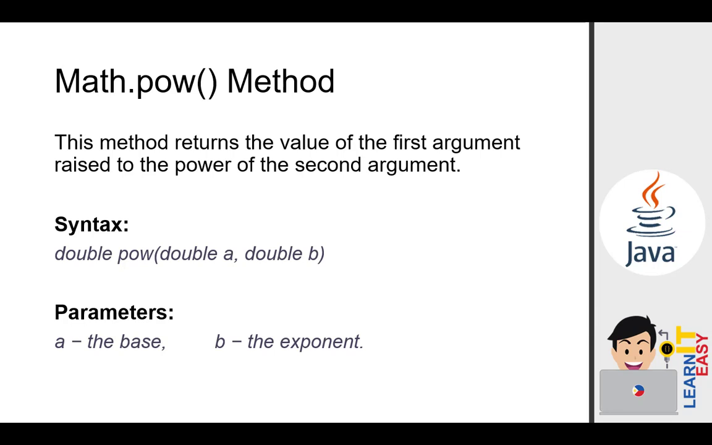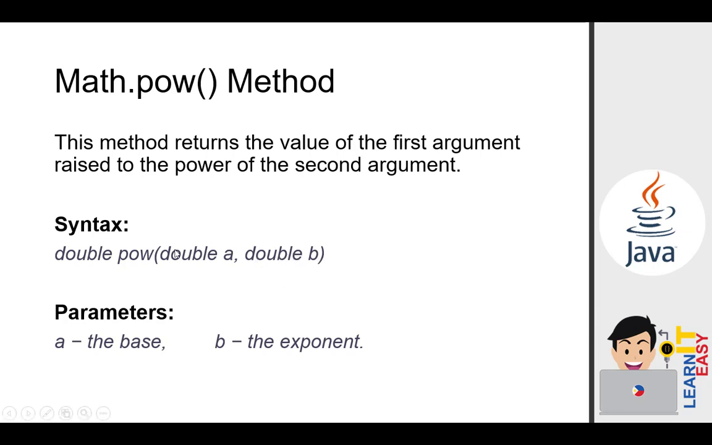Kung ilang beses mo siyang i-multiply dun sa sarili niya para makuha yung exponential value. Tama naman yun, pero hindi yun ideal at practical kapag malaki na yung exponential value. Kunwari, we have 10 raised to the 8th power. So, imagine mo, yung 10, imumultiply mo yun ng 8 beses. Mas madali naman kung gagamit tayo ng math.pow. Kasi kailangan mo lang ilagay yung kanyang exponent doon sa pangalawang argument.